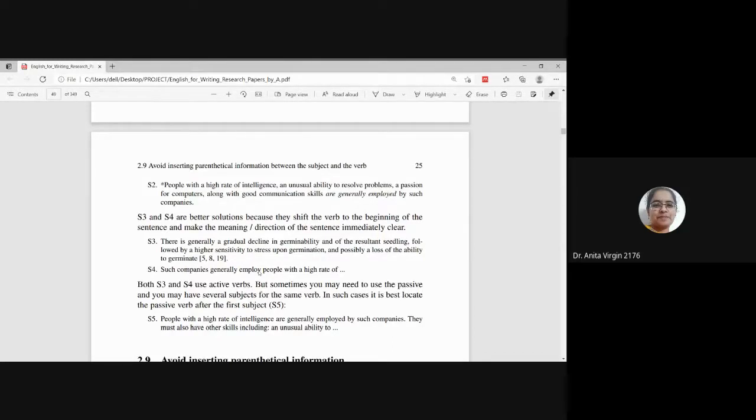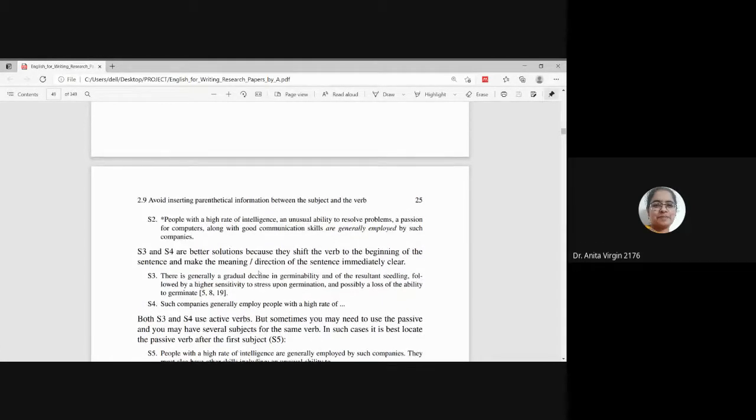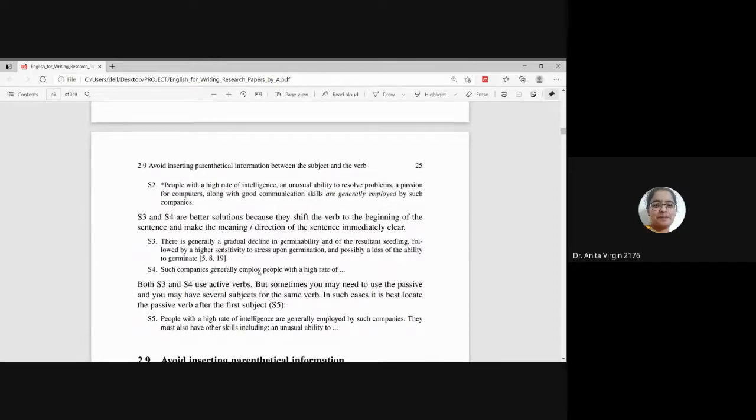So you can just read this now. There is generally a gradual decline in germinability and of the resultant seedling, followed by a higher sensitivity to stress upon germination and possibly a loss of the ability to germinate. So now how is this sentence compared to this one, S1? Okay, so this looks more standard, isn't it? So compared to S1, S3 is more standard.